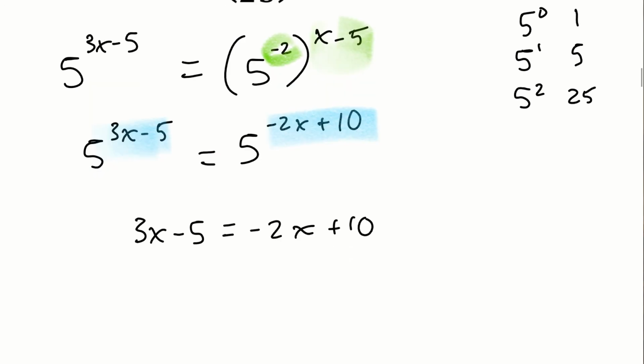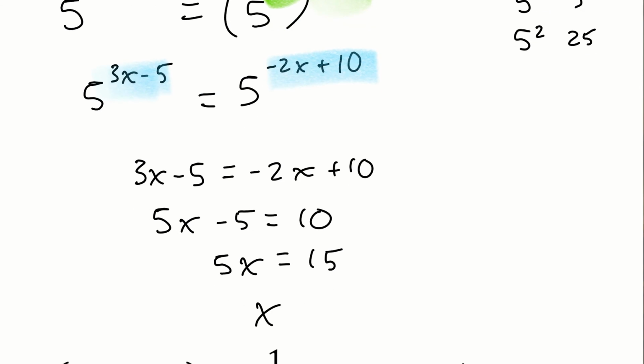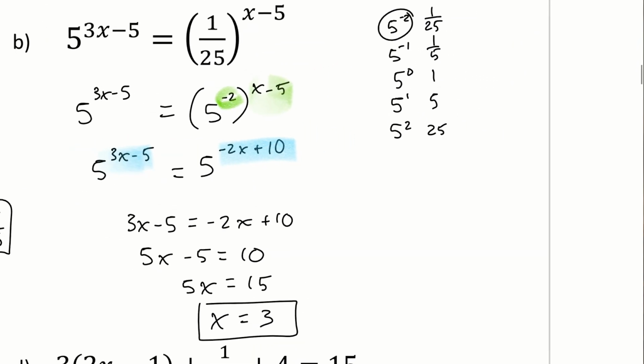If I add 2x to both sides, we get that 5x minus 5 is 10. If I add 5 to each side, we get that 5x is 15. And then the division property of equality, x would be the number 3. So x is 3 is our solution for part B. x is the number 3.